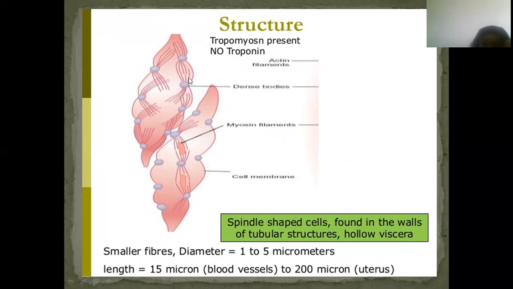Now the cells, if you see the shape of the cell, it is spindle shaped, and they are found in the walls of tubular structures, or you can say the hollow viscera.